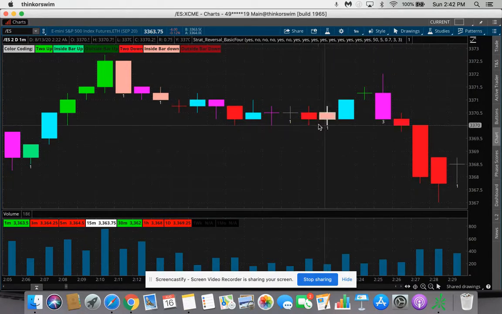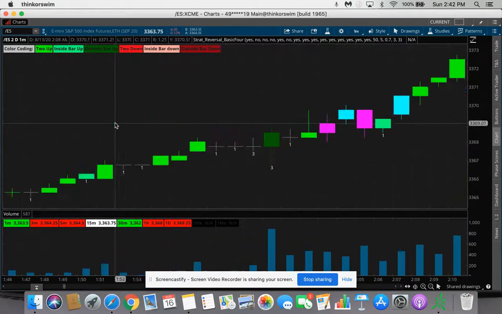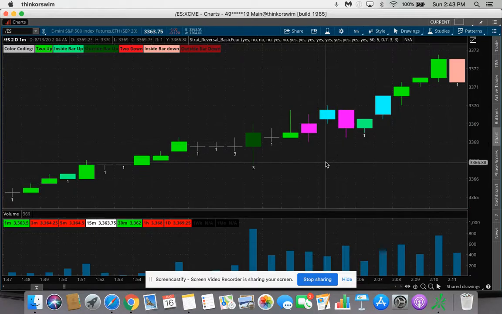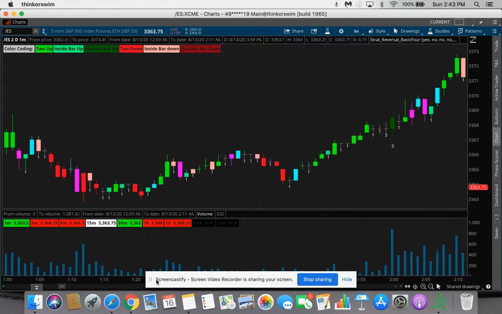1 means it's exactly inside the previous range. And if it's a 1 down, it means the close was below the open. If it's a 1 up, that means the bar is exactly inside the previous range, but the open is, I'm sorry, the close is higher than the open. It moved up. And the same goes for the 3s. And that's basically the logic behind the code that gives it the instructions to paint these particular colors.